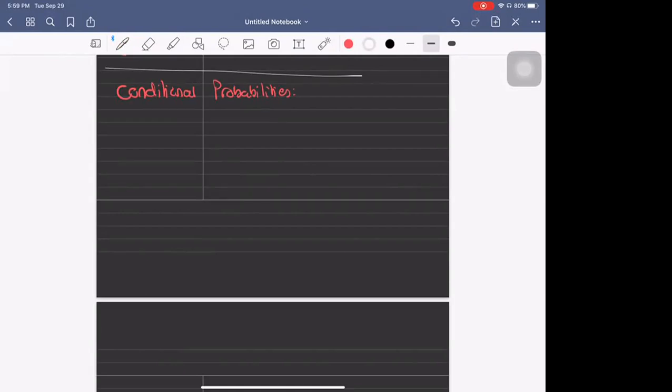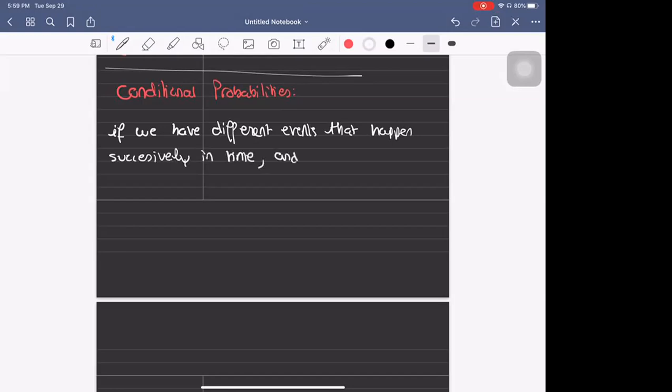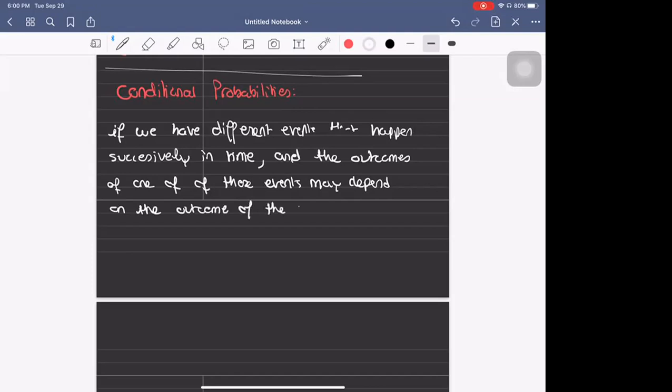So if we have different events that happen successively in time, and the outcomes of one of those events may depend on the outcome of the other events, then we use conditional probabilities.